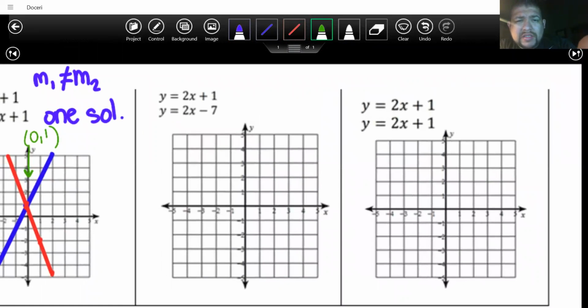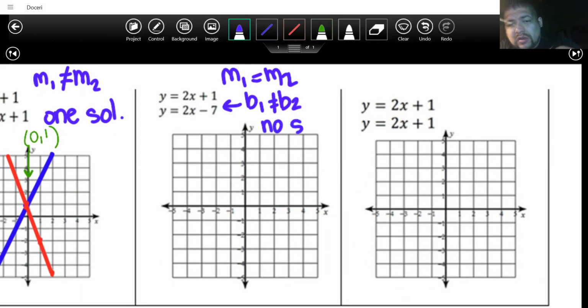For the next part of this, let's look at the next one. Our slopes are the same. So this puts it in the category of none or infinitely many. So our slopes are the same for these. In this case, they're both 2. The fact that we have different y-intercepts on this one, if they're the same slopes, different y-intercepts, that means b1 is not equal to b2. We have no solution, meaning that these are going to be parallel lines to each other.